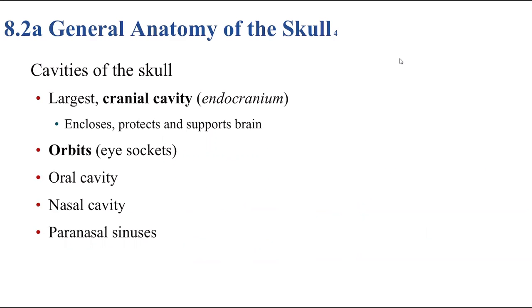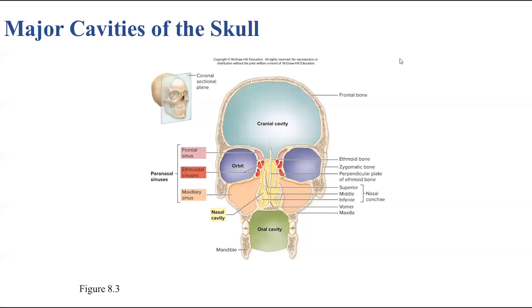Okay, cavities of the skull. The cranial cavity is where the brain sits. There are eye orbits where the eyeballs sit. There is an oral cavity, which is your mouth. There's the nasal cavity. And then there are sinuses above your nose. So if we look at this, here are some cavities of the skull. This is a coronal cut, so we're cutting the front off. The cranial cavity is where the brain's going to sit. There are the eye orbits. Okay, nasal cavity is in here, right?